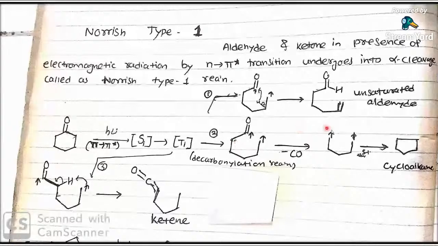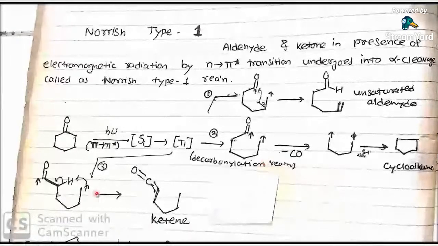So that radical will undergo spin inversion, and they will form the bond with themselves, and as a result, from this position CO has been removed, and they form the cyclopentane group. It means cyclohexanone has been converted into a cycloalkane, cyclopentane. So this is the decarboxylation reaction.